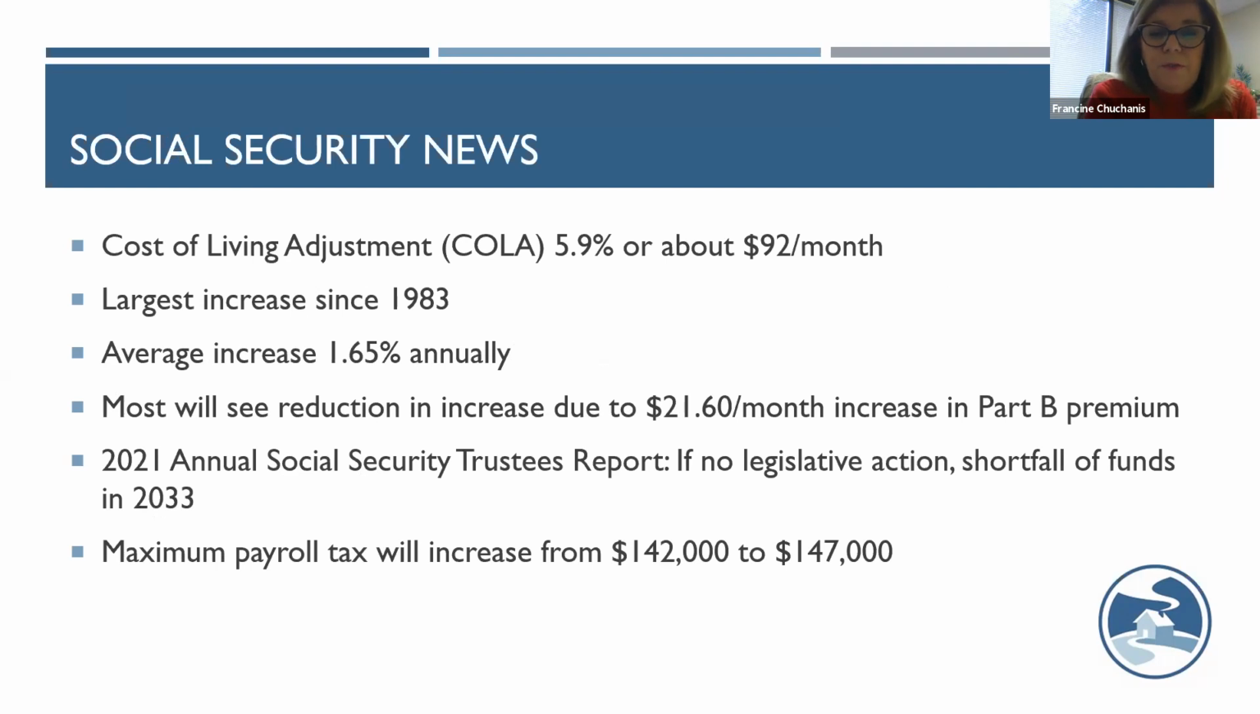The good news for those receiving Social Security benefits is that there will be a 5.9% raise this year. It's the highest raise we've seen since 1983. For most people, the average increase will be about $92 a month. However, there'll be a reduction in that amount because of the increase in the Part B premium. Just like the report on Medicare, there's also a yearly report from Social Security, and Social Security trustees reported this year that if there is no legislative action taken, there will be a shortfall in the Social Security Trust Fund by 2033. So keep an eye on what your legislators are doing or not doing.